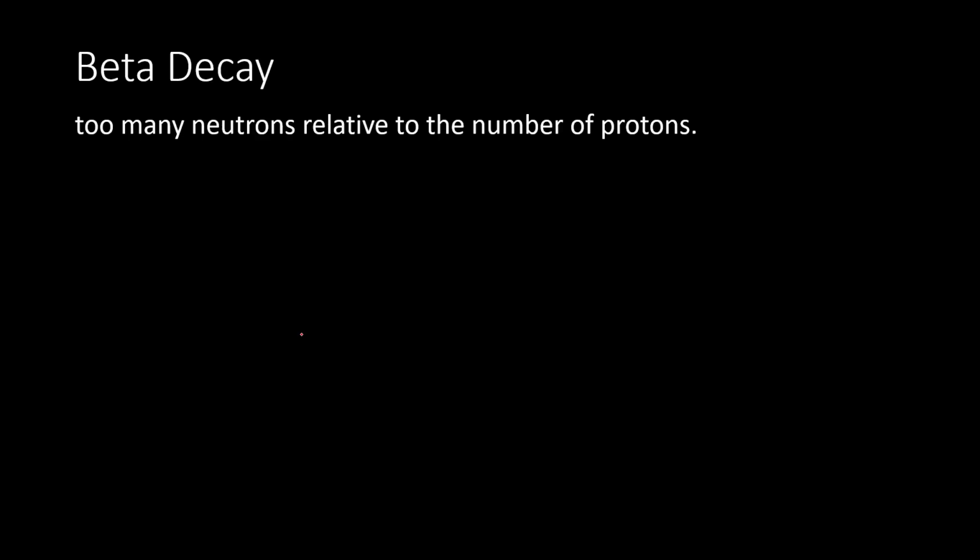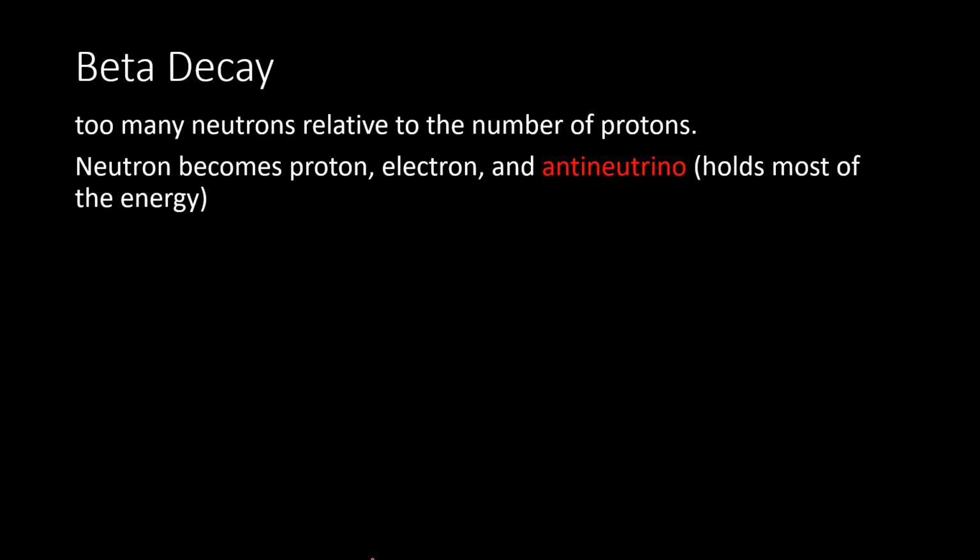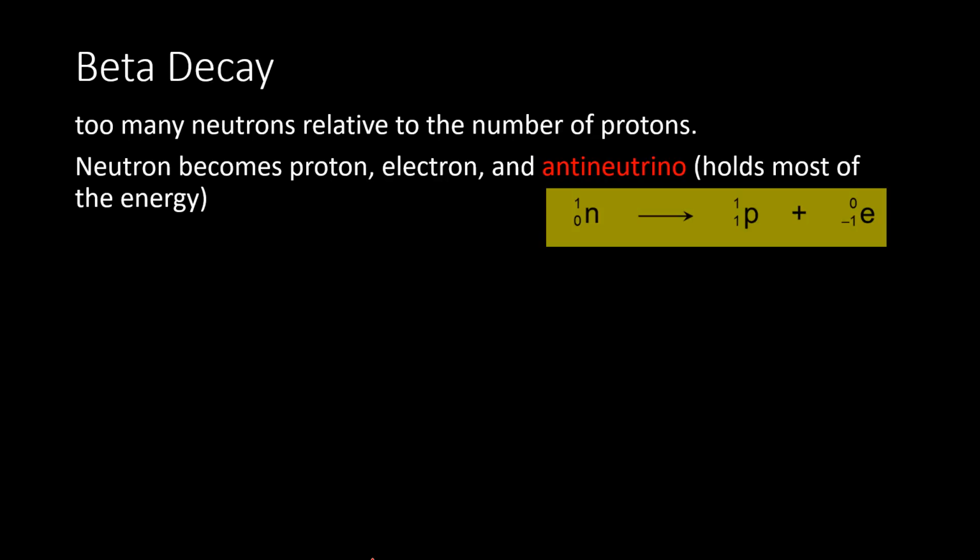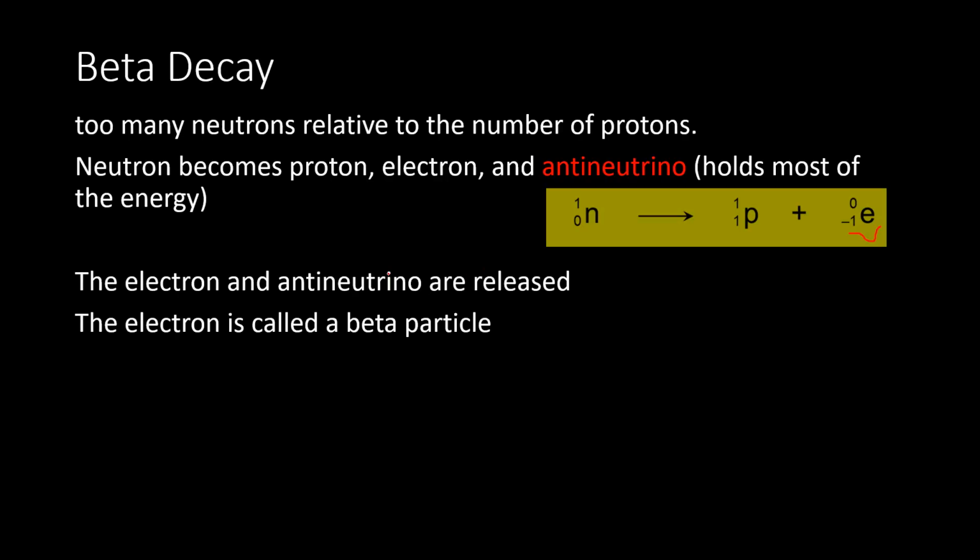Sometimes atoms have too many neutrons and too few protons. In these cases, a neutron breaks into a proton, an electron, and an antineutrino. So a neutron becomes a proton, an electron, and a small antineutrino. The electron and the antineutrino are released from the nucleus. The electron is fast moving and is called a beta particle. So the electron and the antineutrino leave the nucleus.